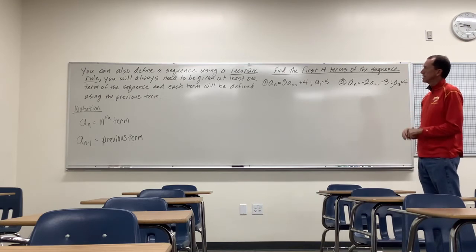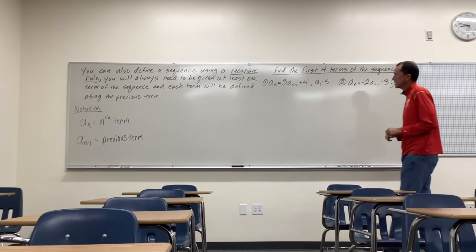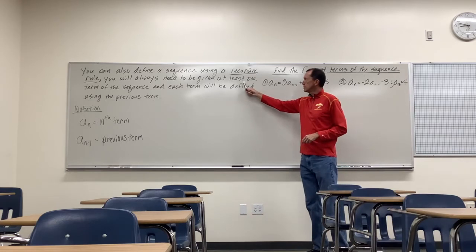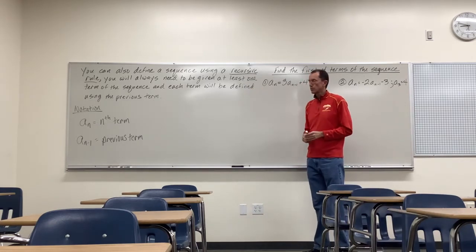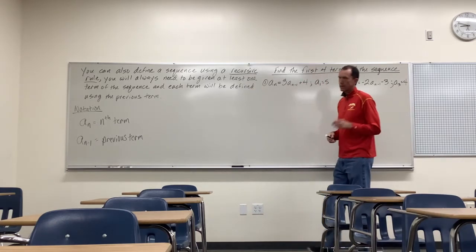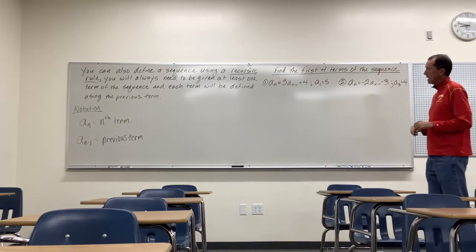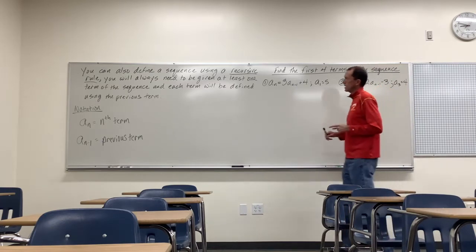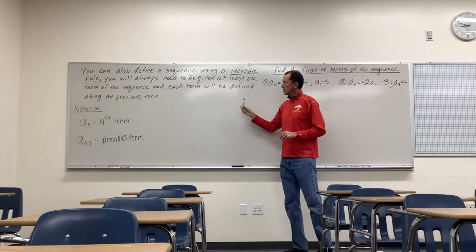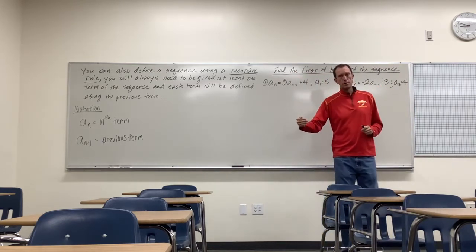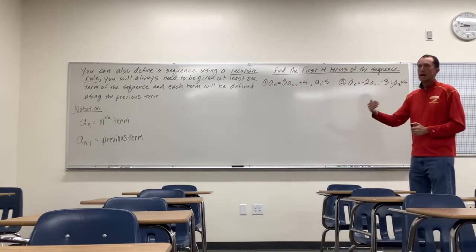because of two things. First, you have to be given at least one term of the sequence in order to use a recursive rule. And that's unlike the explicit rule where you don't need to know any terms. You can find any term you want. And again, the second shortcoming of a recursive rule is that you'll only be able to find the next term in the sequence. Given a term, you can find the next term, so to speak.